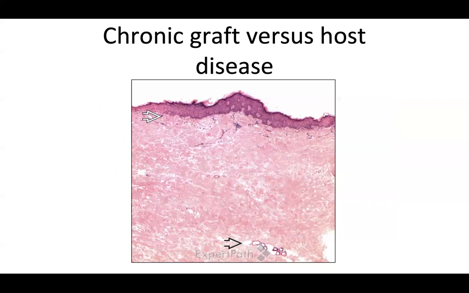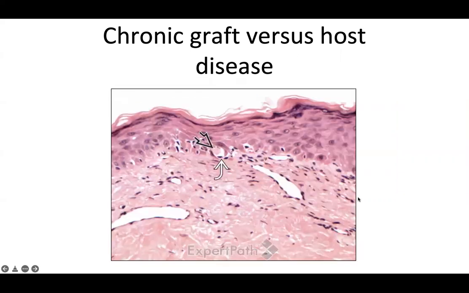So in GVHD, what you can see is maybe in this case, this is more of a sclerotic GVHD because you have very low numbers of nuclei within the dermis with dense collagen fibers. You may see some areas of just vacuolar change along the basement membrane as well. Here you can see a dyskeratotic or apoptotic keratinocyte right here. And there are some lymphocytes that surround these areas.